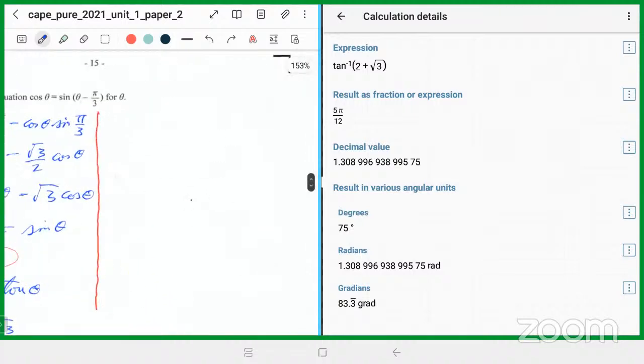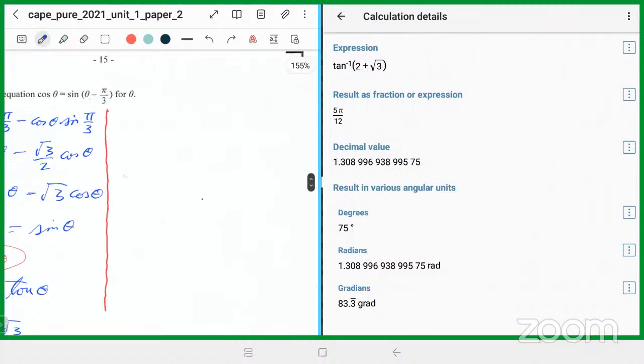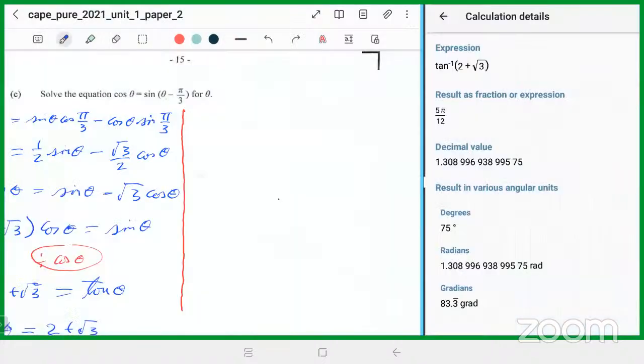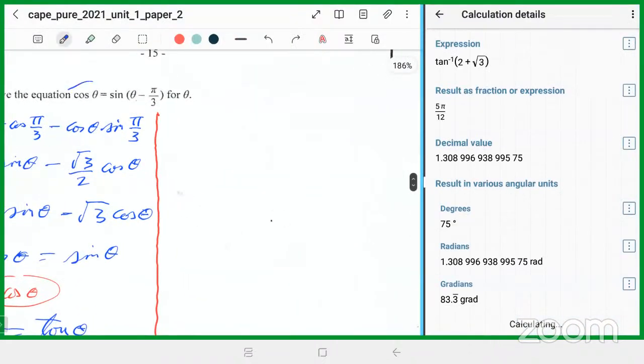So now, we're going to see that this cos theta is the same as sine of 90 minus theta. The cos theta here, we write as sine of pi by 2 minus theta. So this equation is going to become sine of pi by 2 minus theta, which is what the cos theta becomes, equal to the sine of theta minus pi by 3.